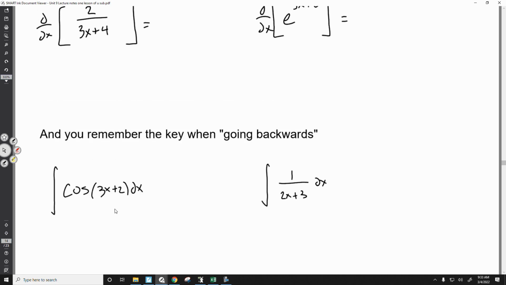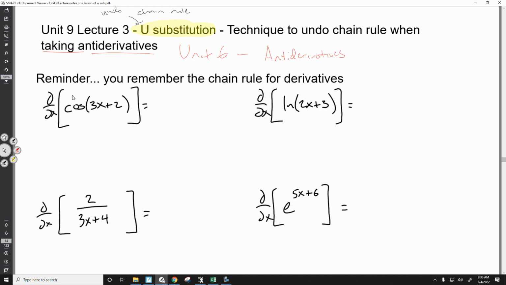The key to knowing how to do this is knowing how to take derivatives. If you know how to take the derivative, you should be able to understand what is necessary when we undo things. When we take the derivative of cosine, we get negative sine. When we take the derivative of 3x + 2, we get 3. The chain rule says multiply these two together, and you get negative 3 sine. What starts on the inside stays on the inside.